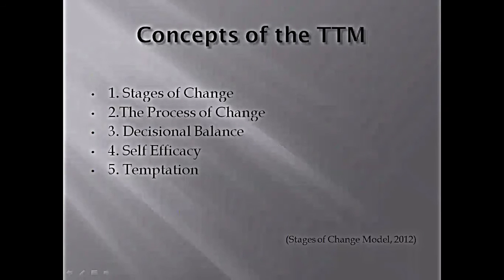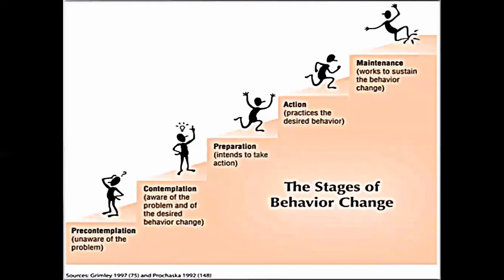The concepts of the TTM include the stages of change, the process of change, decisional balance, self-efficacy, and temptation. The stages of change include the pre-contemplation stage, in which the individual has no intention of change and is not ready to change their behavior now or in the near future. At this stage, a decisional balance of weighing pros and cons can be implemented to instruct the individual in the benefit of changing from an unhealthy behavior to a healthier behavior.